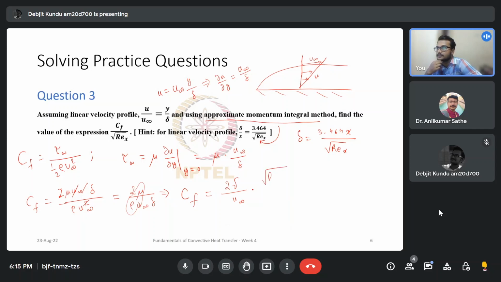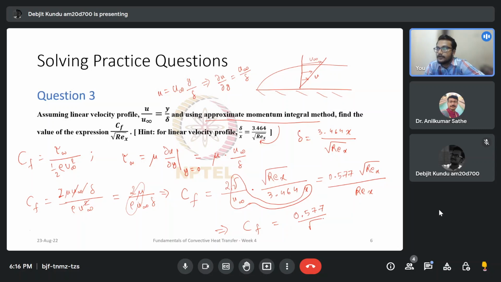So this becomes under root Rex divided by 3.464 into x. And this thing is nothing but Rex, right? U infinity x by mu. So this boils down to 0.577. There is a under root Rex in the numerator, and in the denominator there comes another Rex. So this becomes Cf is equal to 0.577 into under root Rex.